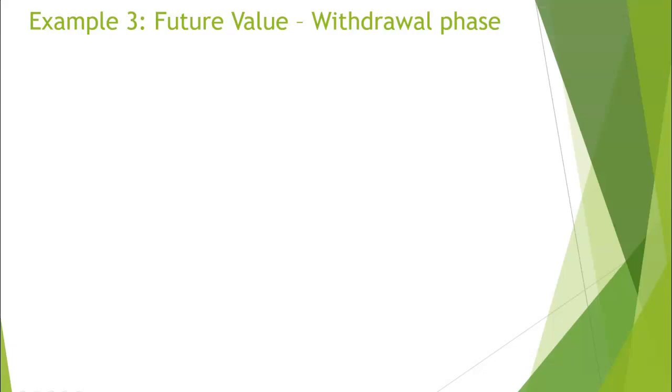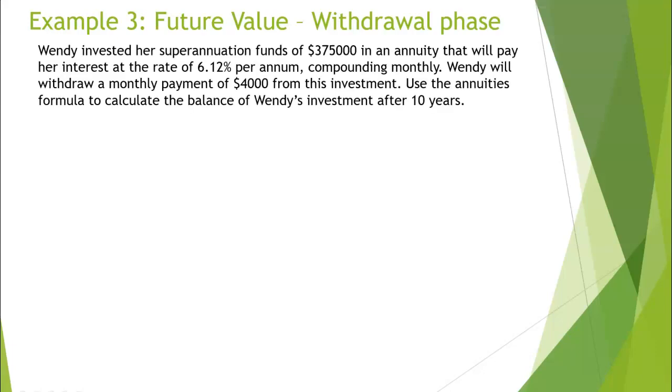Okay, let's look at the future value during a withdrawal phase. So Wendy invested her superannuation funds of $375,000 in an annuity that will pay her interest at the rate of 6.12% per annum compounding monthly. Wendy will withdraw a monthly payment of $4,000 from this investment. Use the annuities formula to calculate the balance of Wendy's investment after 10 years.